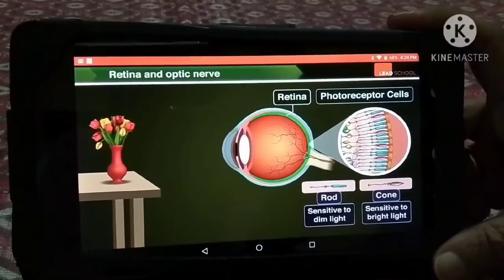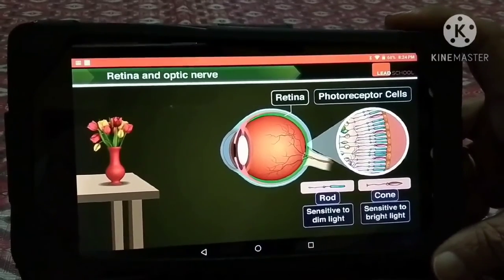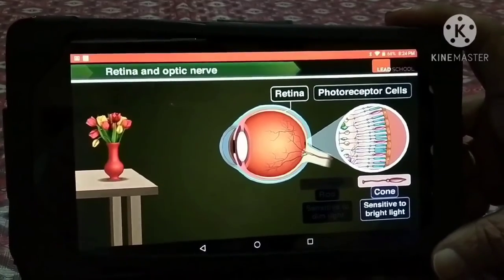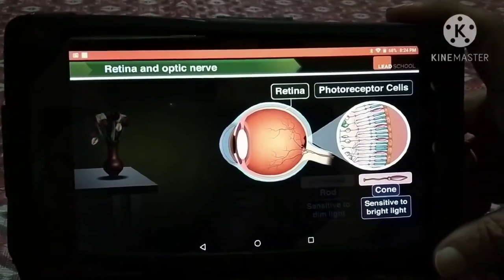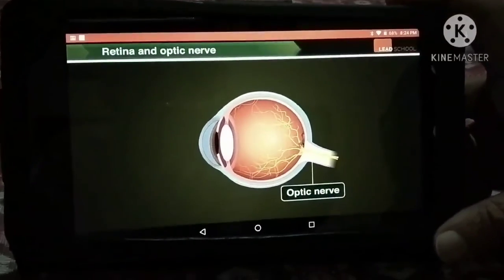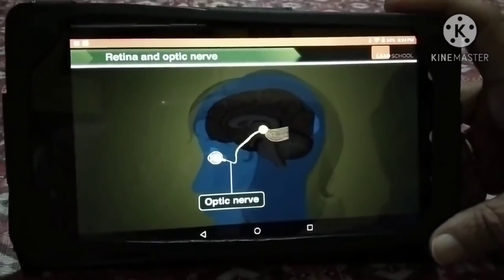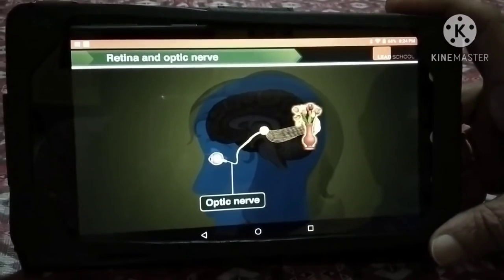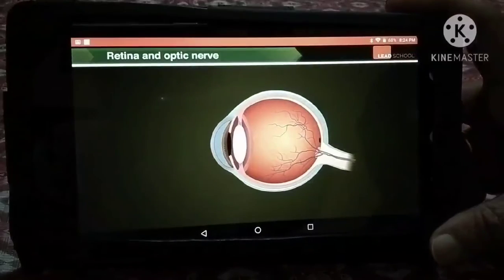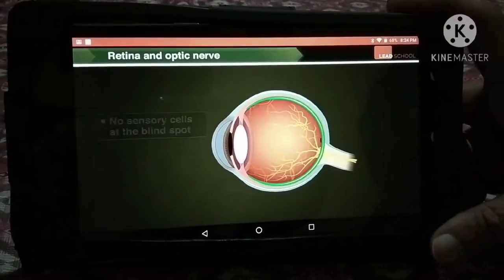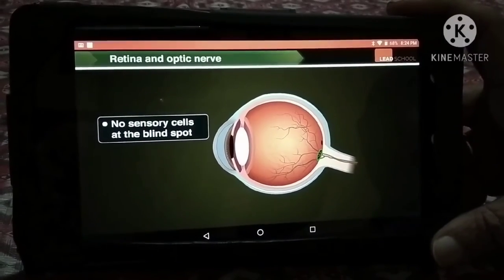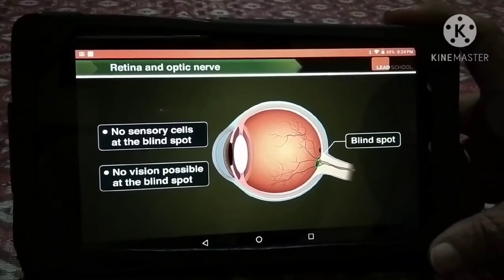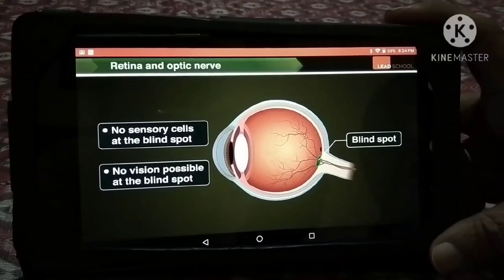Do you know how we can see so many colors? Cones are responsible for perceiving colors. For this reason, we cannot see colors in dim light. The optic nerve carries the signals from the cells to the brain, which processes and perceives the image as erect. At the junction of the retina and the optic nerve, there are no sensory cells. This area is called the blind spot, as any image being formed here will not be visible to us.